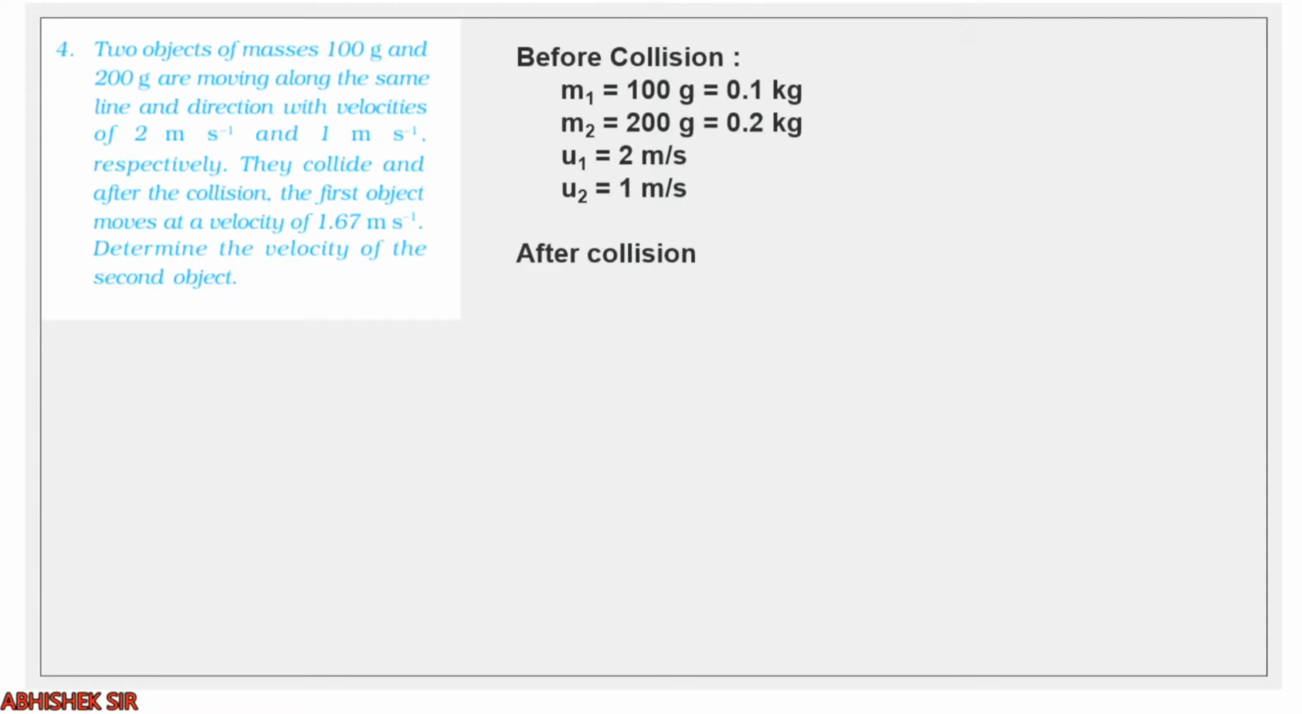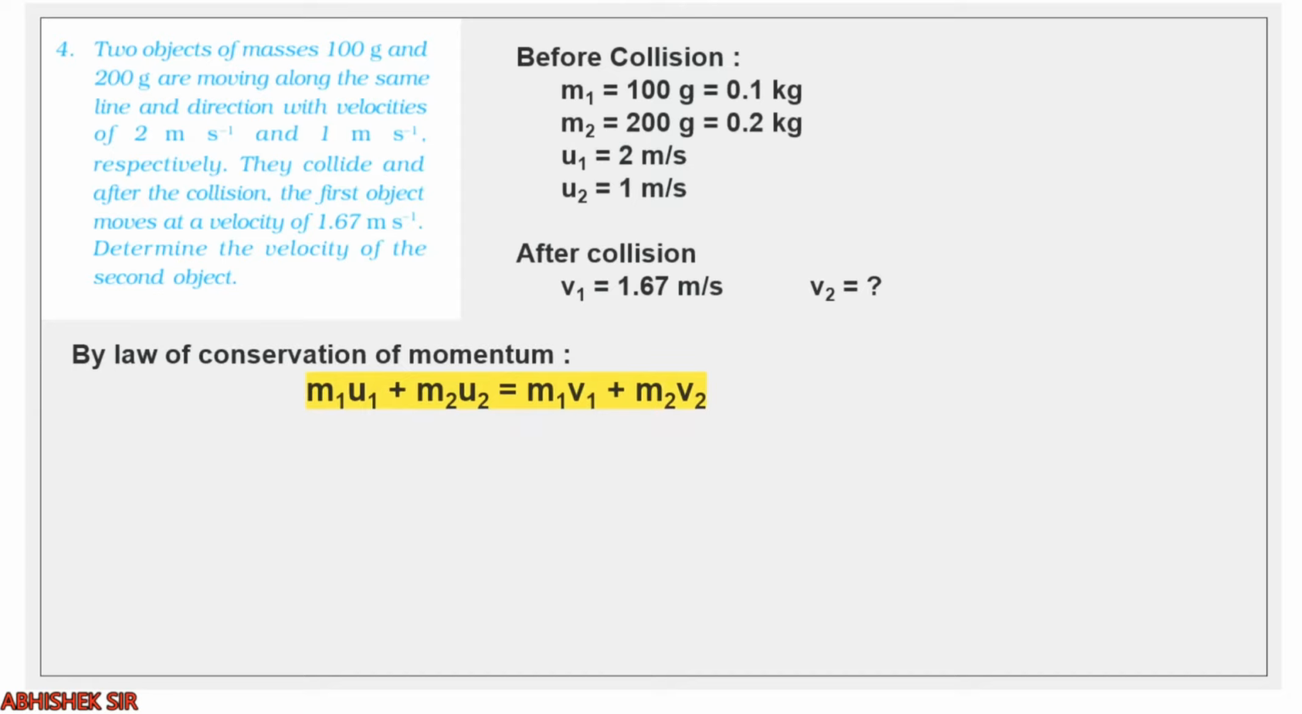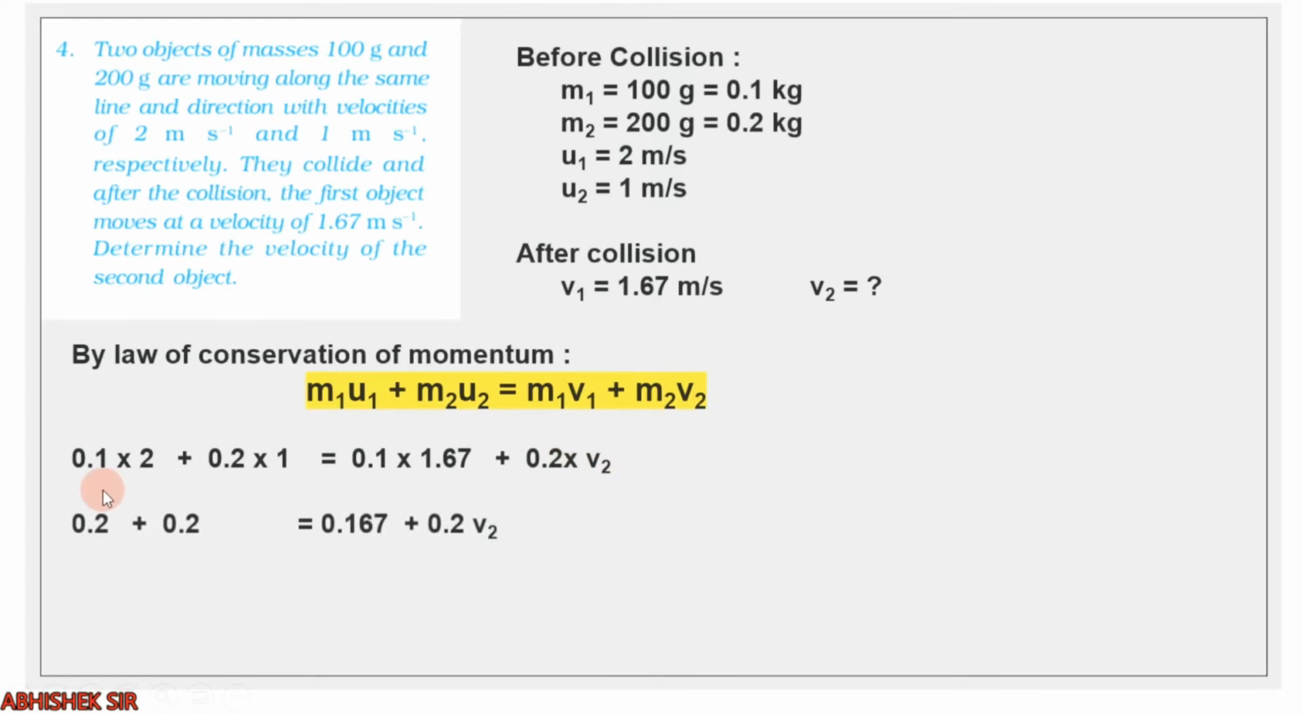Now after collision, what happens? Mass will remain the same, so no need to write again. M1 and M2 will be the same, but V1 and V2 will be different. The first object has 1.67 meter per second. The second object's velocity we are finding. Now, using the law of conservation of momentum, M1U1 plus M2U2 equals M1V1 plus M2V2. Putting all the values, M1 is 0.1, U1 is 2, M2 is 0.2, U2 is 1. On this side, M1 is 0.1, V1 is already given as 1.67, M2 is 0.2, but V2 is not given, so V2 will remain as it is.